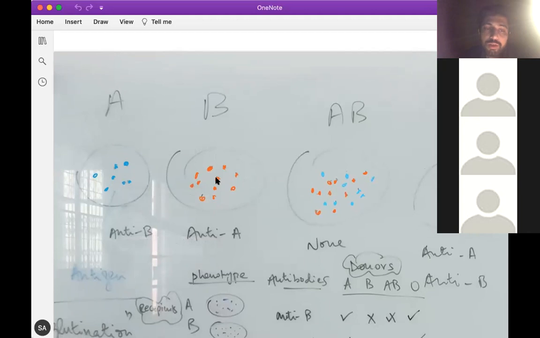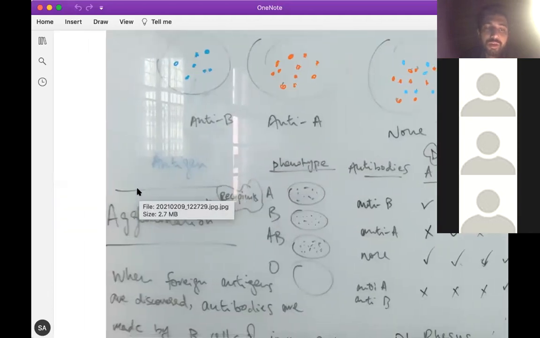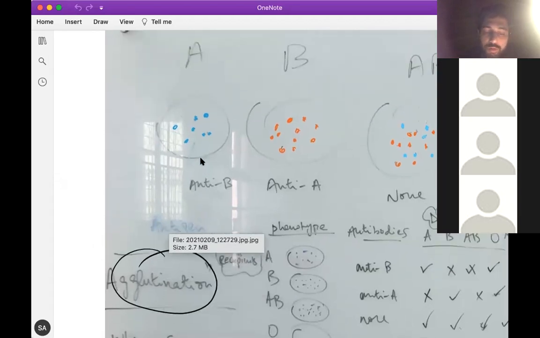So if someone donates blood group B to a person with blood group A, because of these anti-B antibodies, this person is not going to accept this blood, and as a result there is going to be an immune reaction. There are many names for it, but one of them is agglutination, which is the clotting or clumping together of blood cells, and that happens because of the massive mismatch between the two kinds of blood.